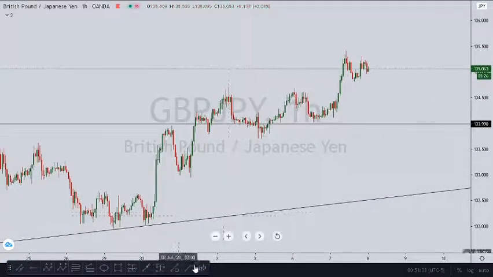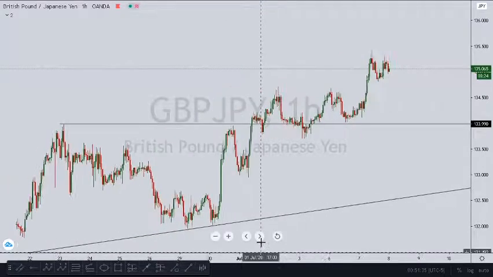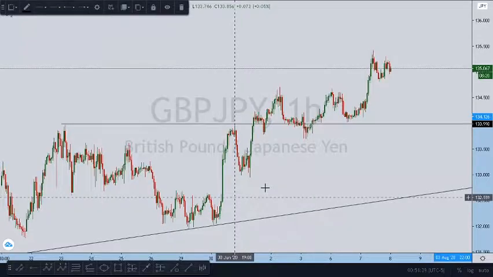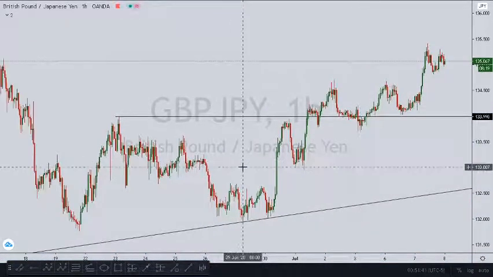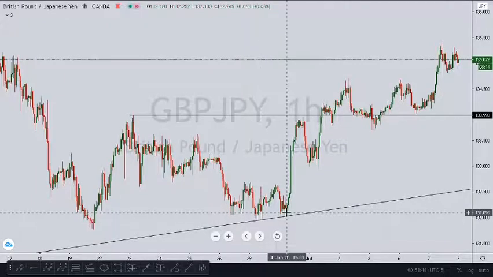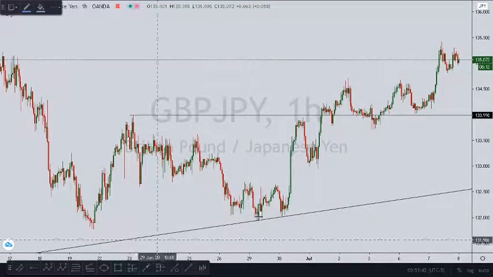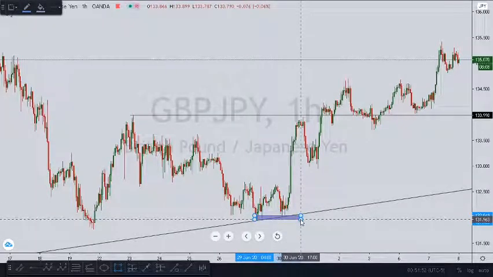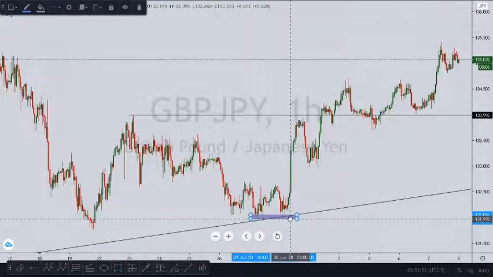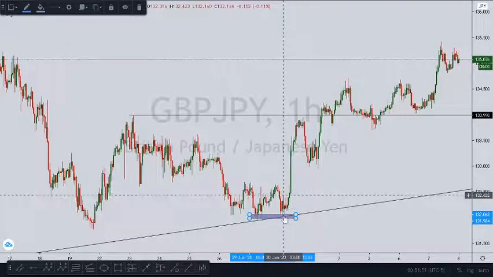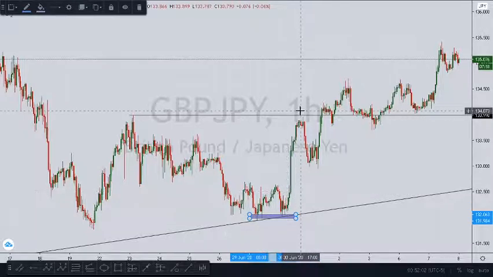On the 1-hour time frame, let's adjust this trend line a bit more. On the 1-hour time frame, we can see that price found support, retested the support, and of course, as we said before, what price does in the past, it may do in the future. So this is why we use technical analysis. So this is a double bottom, one level, rejected, retested, rejected again.